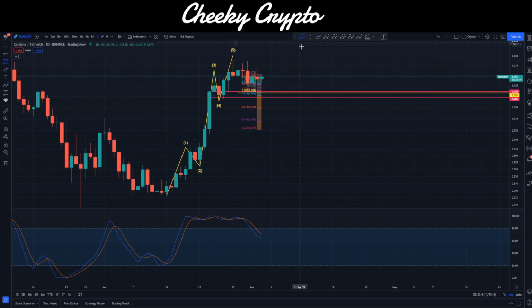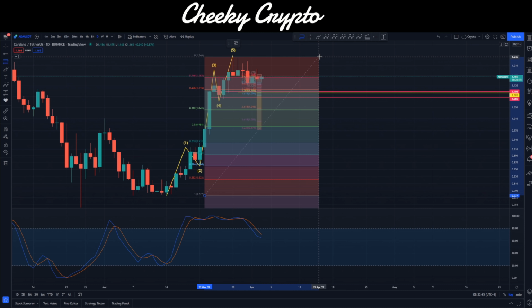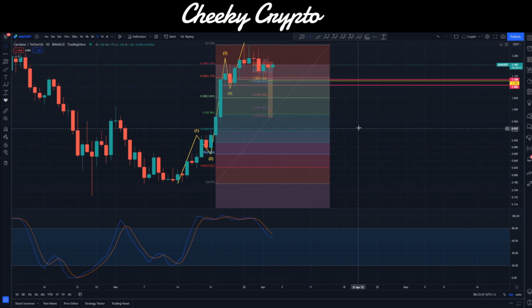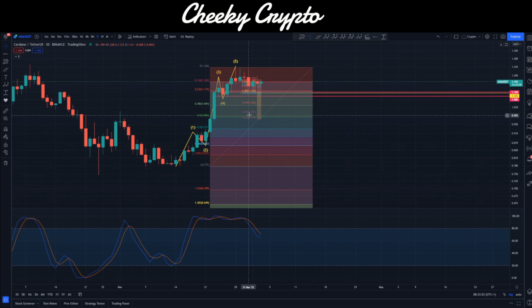Now, the problem that I have with this is that the correction needs to be deep. It needs to be deep enough for it to be classed as a wave 2, I guess. I mean, wave 2s are usually at least 50%. So for Cardano, we'll be looking at a potential correction that could take us down to around that 98-cent range. Okay, it is possible as well that you drop down to 82 cents. I don't think we're there yet. I think that this would be more in line with a weekly correction.